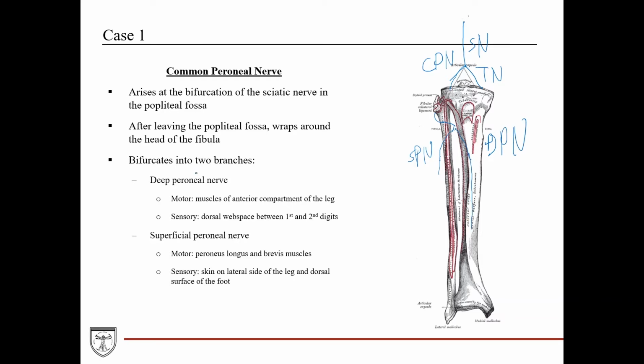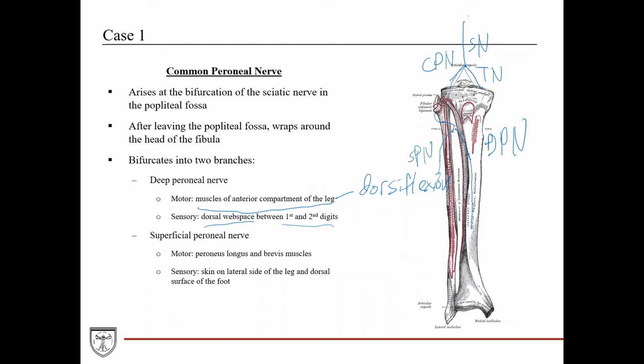So here we have the functions. So the deep peroneal nerve, it travels in the anterior compartment here, so it's going to innervate the muscles of the anterior compartment of the leg. These are the muscles that are primarily responsible for dorsiflexion of the ankle. And then sensory, it does the dorsal web space between the first and second digits. And we'll show the dermatomes on the next slide so you can get a picture of that.